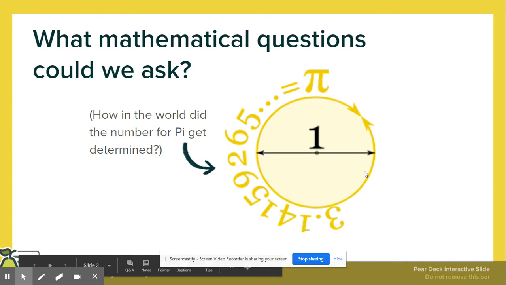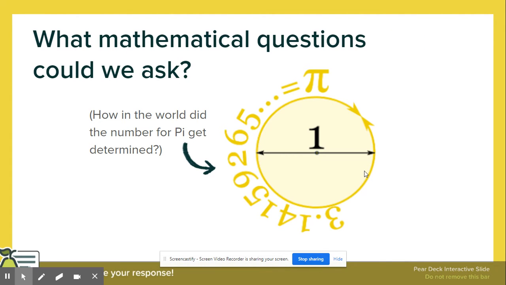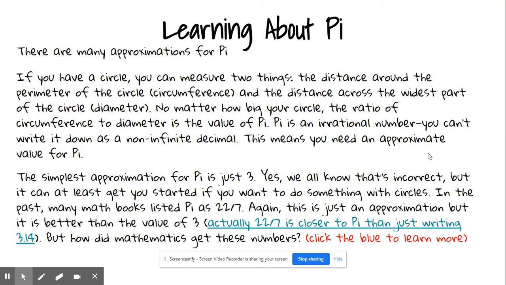You might ask yourself, what mathematical questions could we ask? How in the world did the number for pi even get determined? How did they figure out it was 3.1415926, and on and on again? Well, there are many approximations for pi.